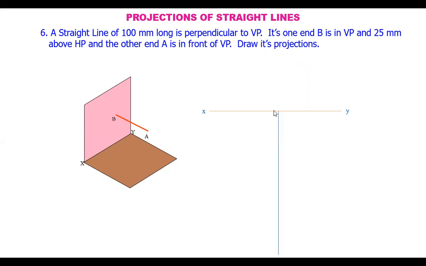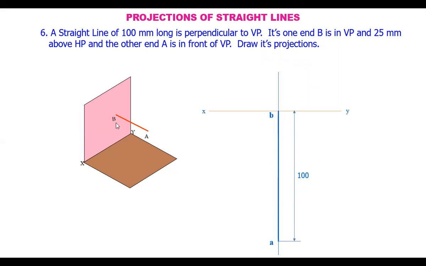From the reference line, you draw a line here of 100 mm long. From here, 100 mm long, mark it on the perpendicular line. So this point will be B, right? And this point will be A. This is B and this is A. So this is a 100 mm long line.